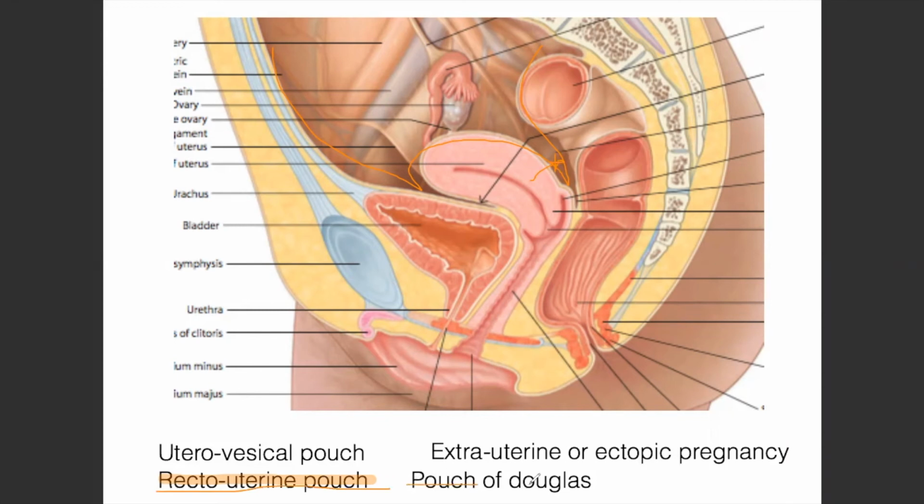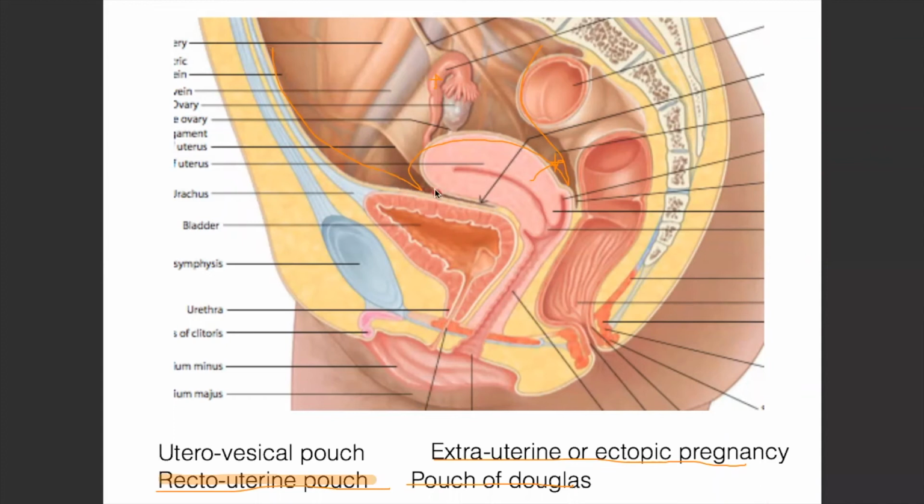So for the recto-uterine pouch, it's important to know two things: its other name is pouch of Douglas, and it is a common area of extrauterine or ectopic pregnancy. It's not the most common. The most common area of ectopic implantation is the fallopian tube. But after that comes the pouch of Douglas, also known as the recto-uterine pouch, which is a pouch of peritoneum between the uterus and the rectum.